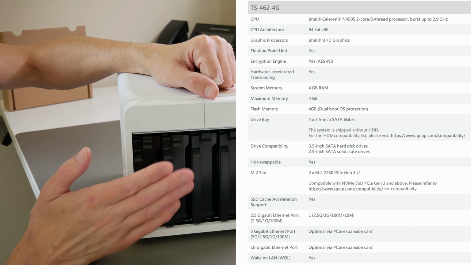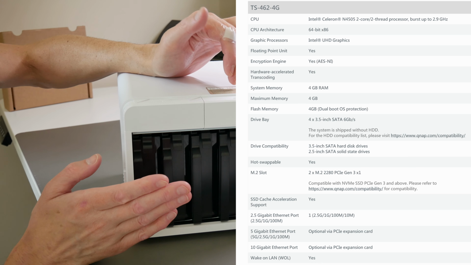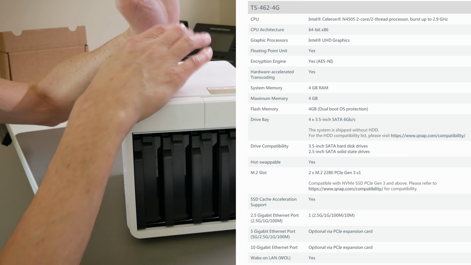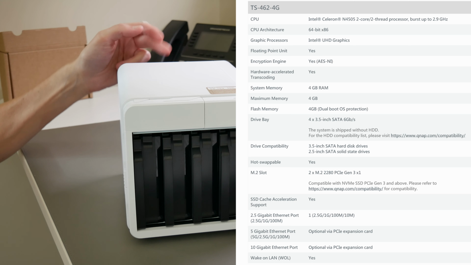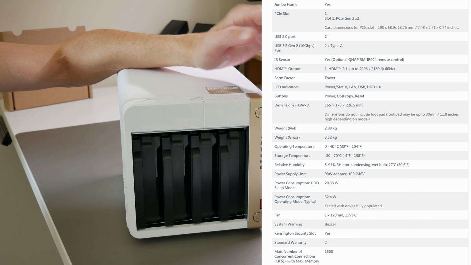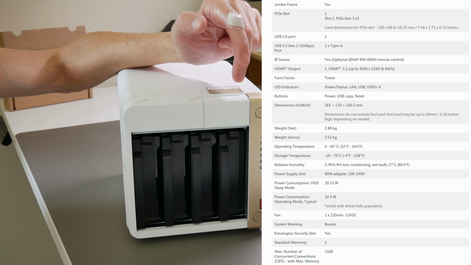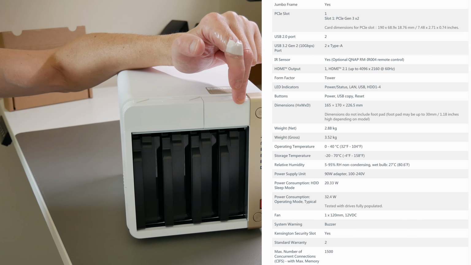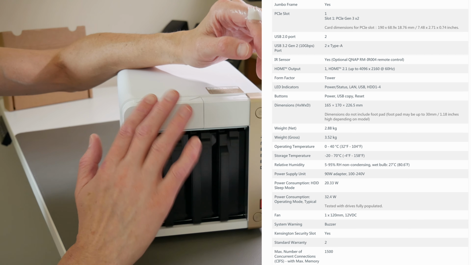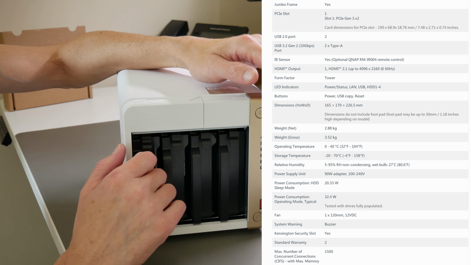As I said, there's one 2.5 gigabit Ethernet port, and you can upgrade it to 5 or 10 gigabit via that PCI Express expansion slot on the back here. It supports jumbo frames. There's also a built-in IR sensor, and you can actually control this via remote control. So you can purchase the remote control separately, but it does have an IR sensor built into it.